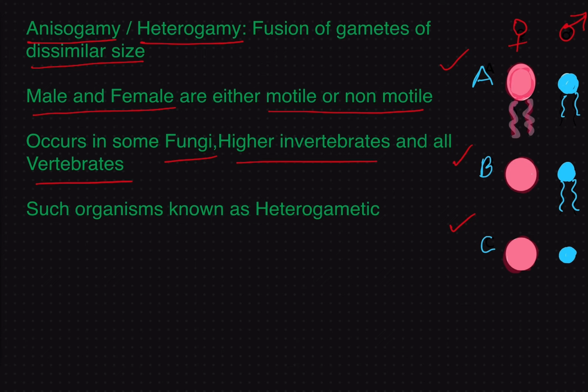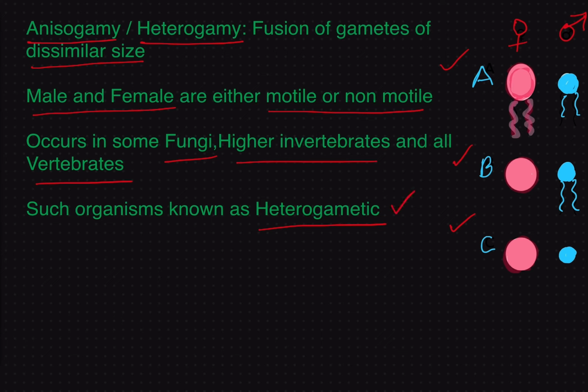Those organisms that are known to produce two dissimilar gametes are called as heterogametic, right? So, here the organism produces the male and the female gametes. Both the male and female gametes are dissimilar, they are not identical to each other in terms of their morphology as well as physiology. Both the gametes can be motile or non-motile. This kind of fusion is seen in some fungi, higher invertebrates and vertebrates. And the organisms that produce such dissimilar gametes are otherwise called as heterogametic in nature.